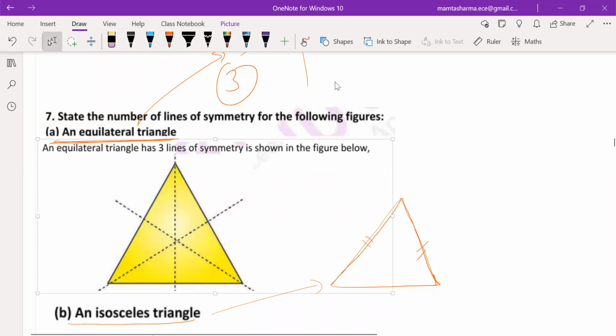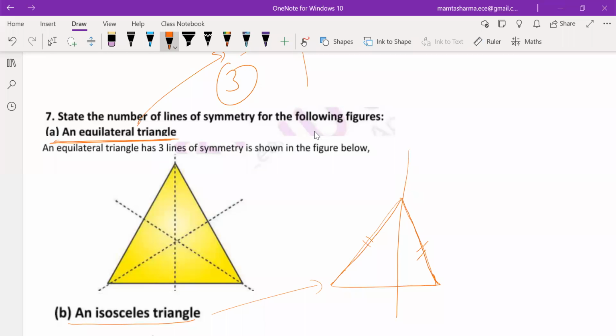Yes, correct. Shiva, correct. Thank you, ma'am. Only one line can be drawn. Okay, only one line will be drawn. This line could not be drawn since this length and this length are not equal. They will not cover each other. So this line will not exist in the isosceles triangle. So only one line of symmetry would exist in an isosceles triangle.